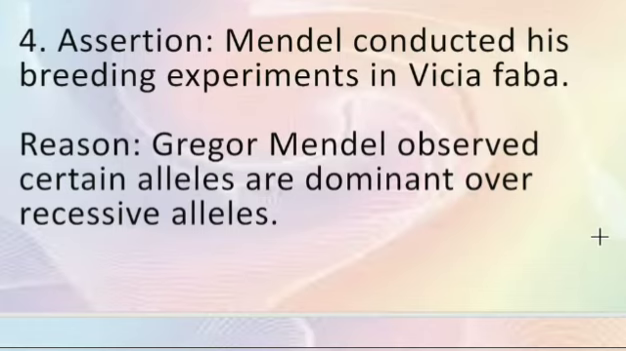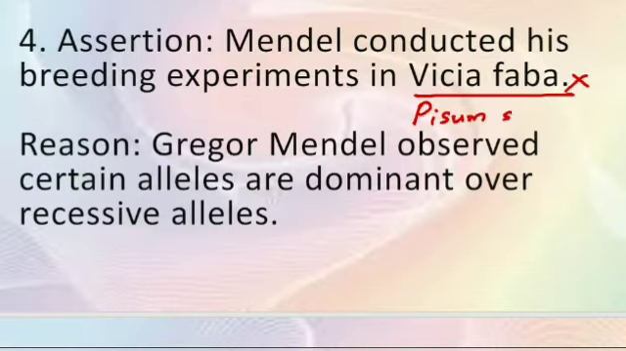Mendel conducted his breeding experiments in Vicia faba. Wrong. He conducted his experiments in Pisum sativum, that's the scientific name, or the general name is garden pea. Gregor Mendel observed certain alleles are dominant over recessive alleles. That he observed. Yes, so this is correct. So assertion is false, whereas reason is true. So we can say option D.